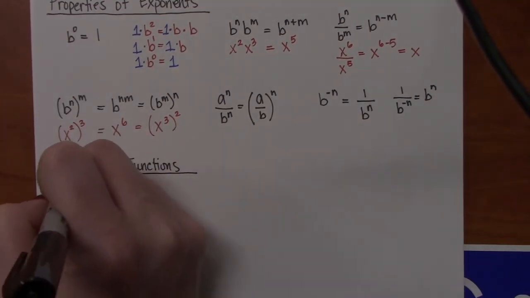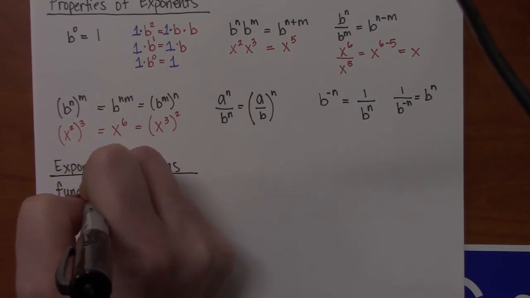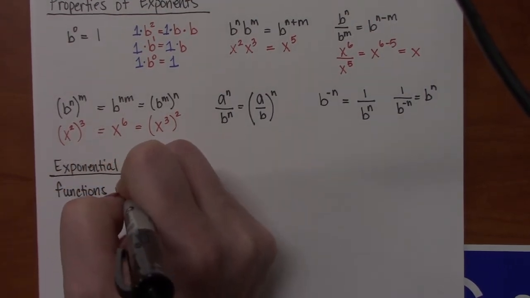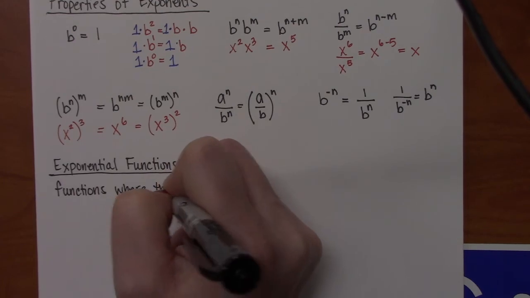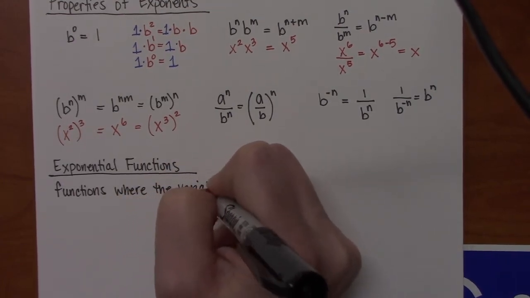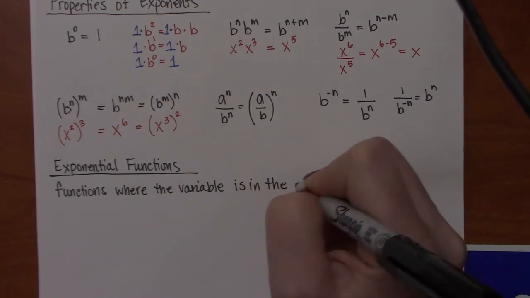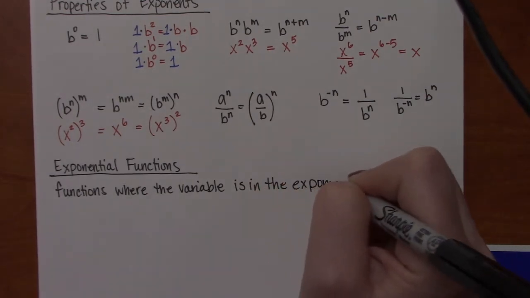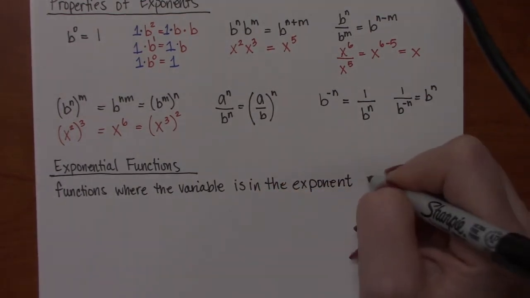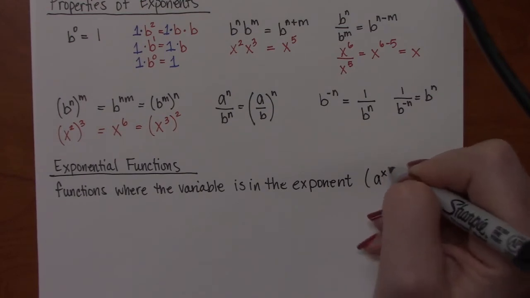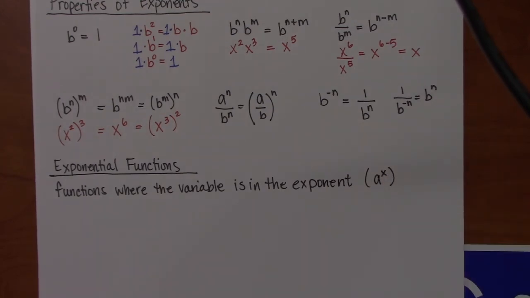So exponential functions are functions where the variable is in the exponent. So example, something like that. So a, the base, is a constant number, but the variable is now up in the exponent.